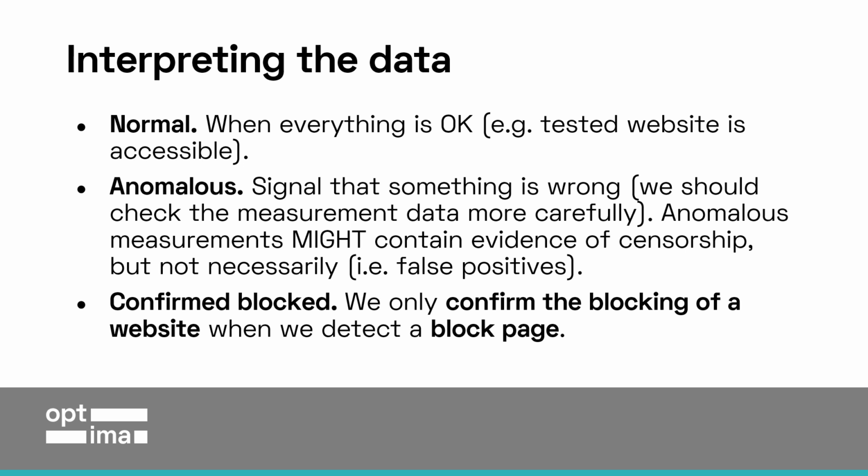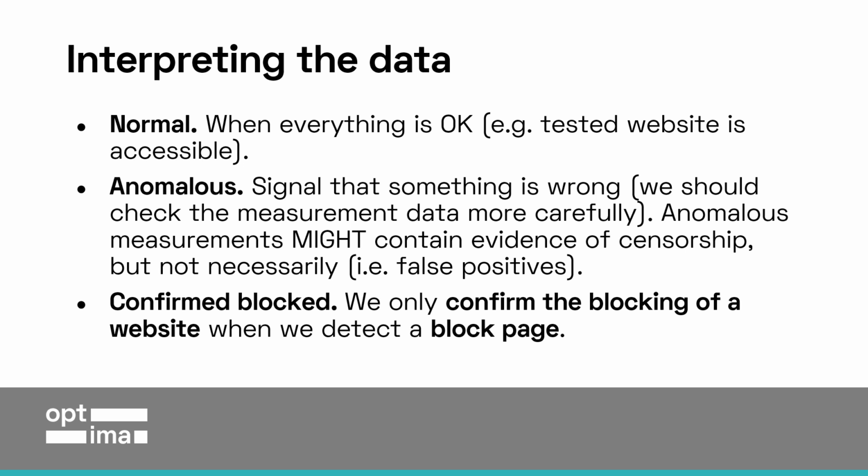So there are three different types of results you can have when testing websites. The first is that they can be normal. And what we call a normal measurement is when everything is okay, when the tested website is accessible and everything works as expected. In this case, we usually color code it as green. Another case, which is probably the most common case you will come across, is what we call an anomalous measurement. Now, an anomalous measurement is essentially a signal or a sort of a red flag that is saying, uh-oh, something is wrong. This may signify that the specific measurement might contain evidence of blocking. It might be the case that the tested website is blocked.